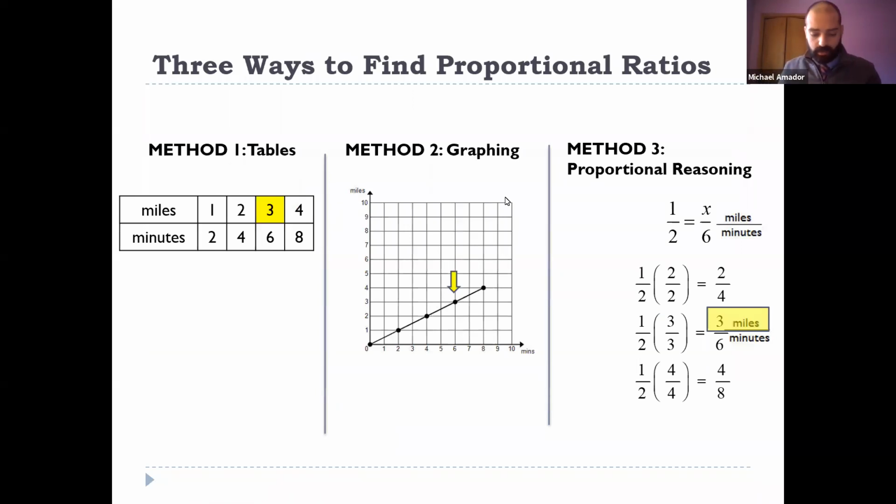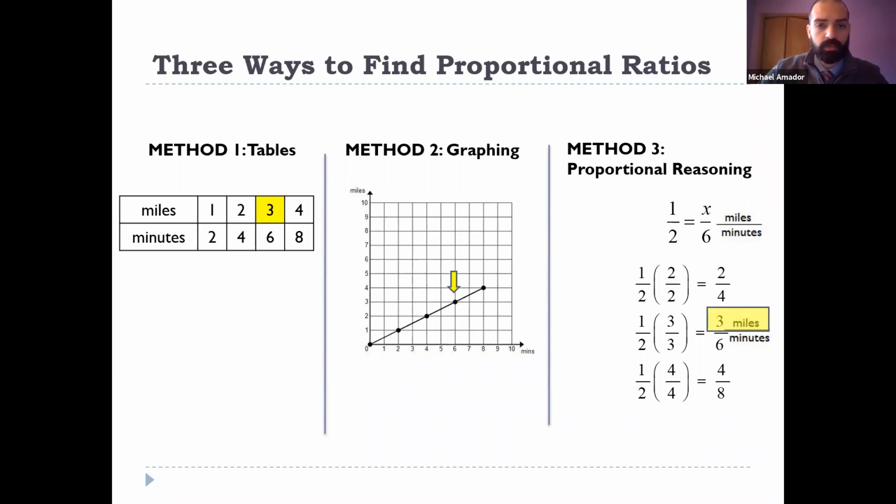There are 3 ways we can find proportional ratios here. So the first method is by creating tables. Who remembers creating these ratio tables back in, I think maybe two units ago? Yeah, so we can also find proportional ratios.